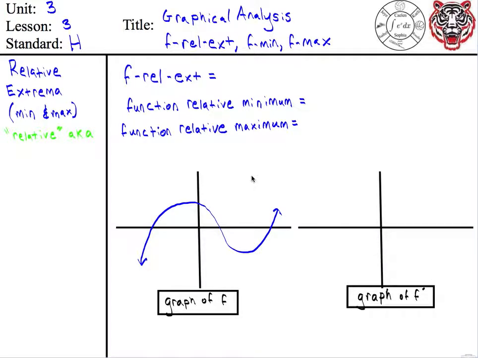All right, this is going to be Unit 3, Lesson 3 for AP Calculus. The title of today's notes is graphical analysis still. We are talking about the function relative extremum, where we have function minimums and function maximums. The setup is already copied down. We are in standard H. What is standard H? We've been on it for now. This is the third lesson.